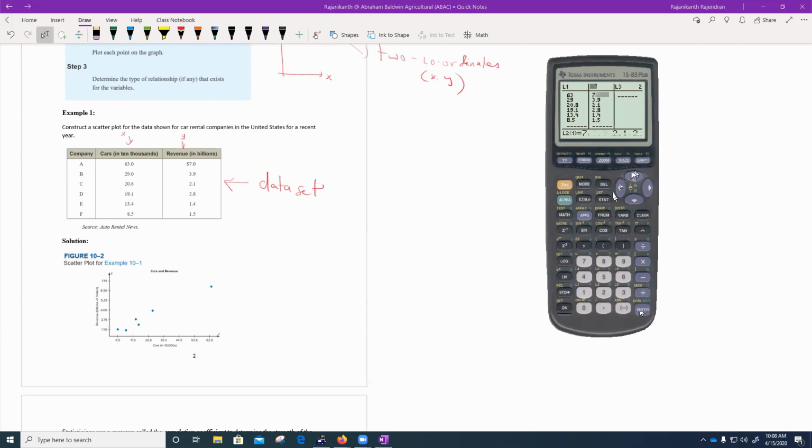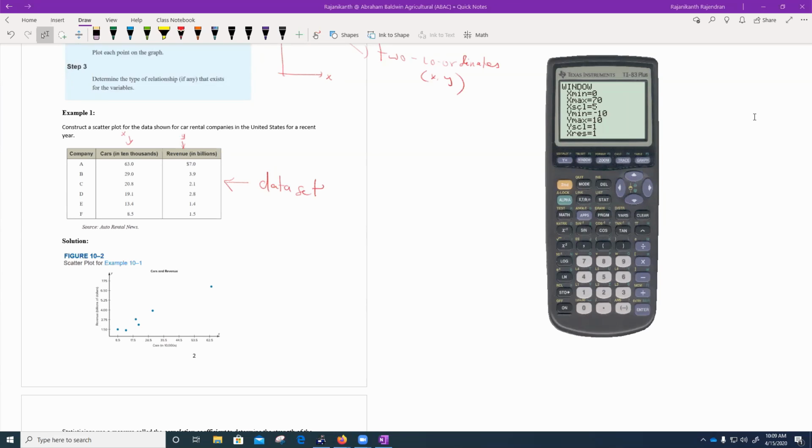I already have entered this. So in my L1 column, I'm entering my x coordinates, in other words, my independent variables. And my y column is L2, that is the revenue in billions, right? So first enter like that. After entering all the values, if you want, you could set the window first. So I'm setting my window. If you look at your x value, the maximum is 63. So if you want, you could make the maximum here, say 70, to cover all the points, right?